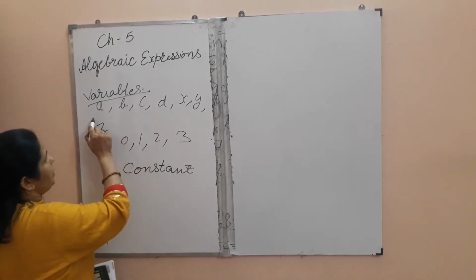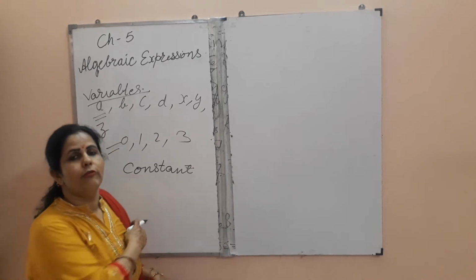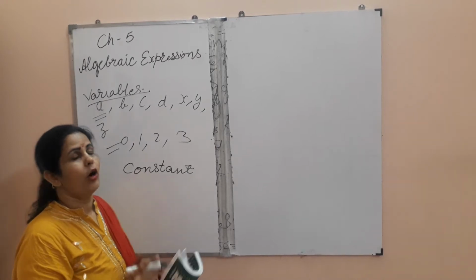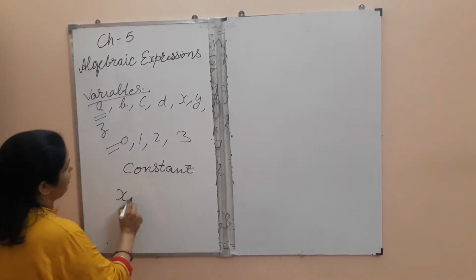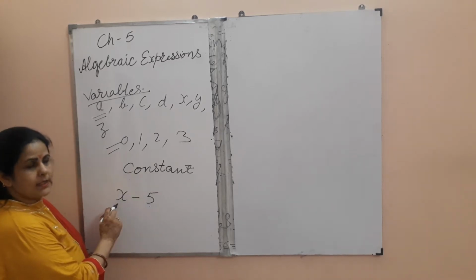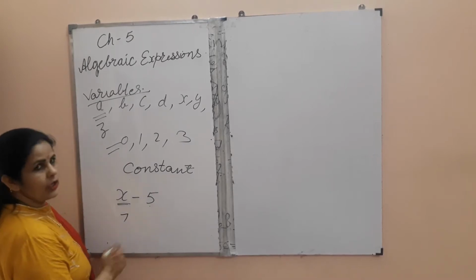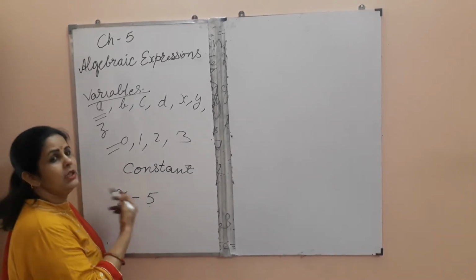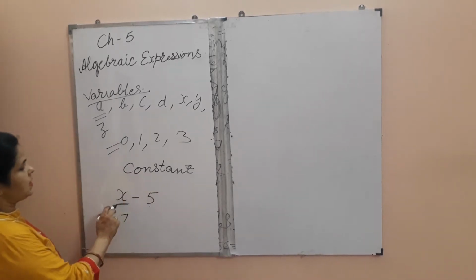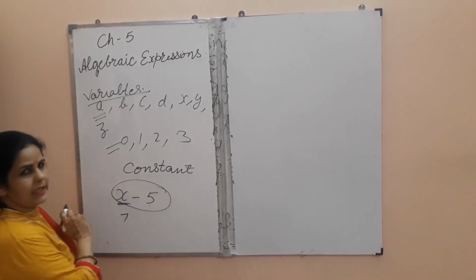So with the combination of variables and constants, with the help of one or more arithmetic operations, we form the expression. For example, we can say x minus 5 means 5 less than x. For x we don't have a fixed value, so x can be 7, x can be 11, x can be 3, x can be 0. Any number can be taken in place of x. So this is an algebraic expression.